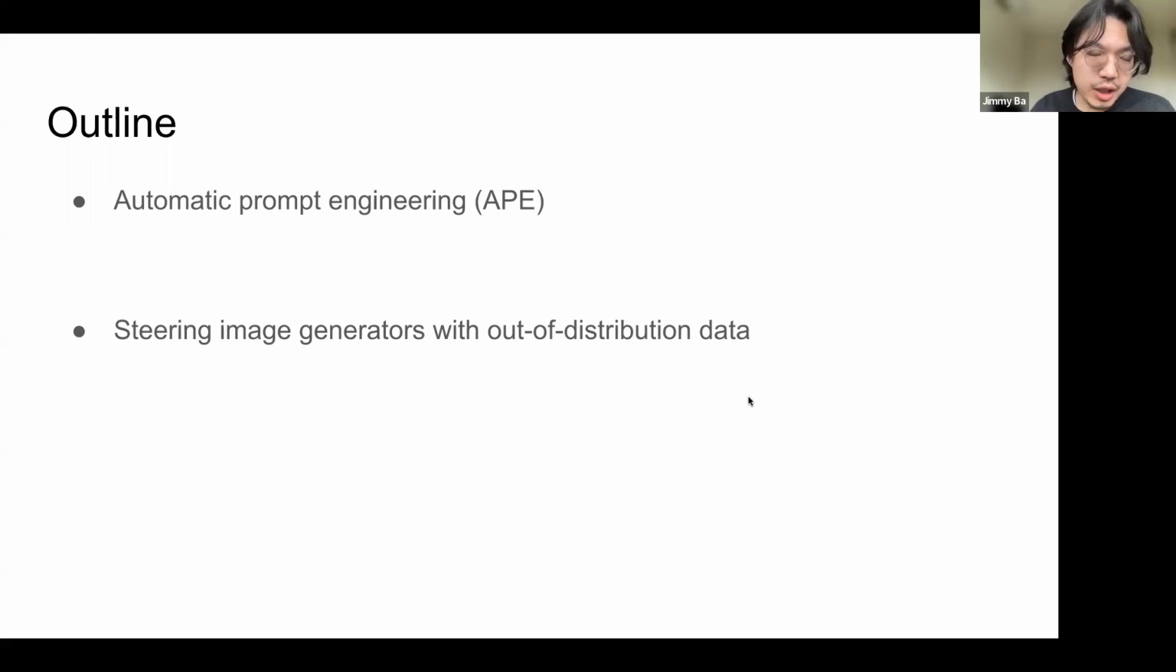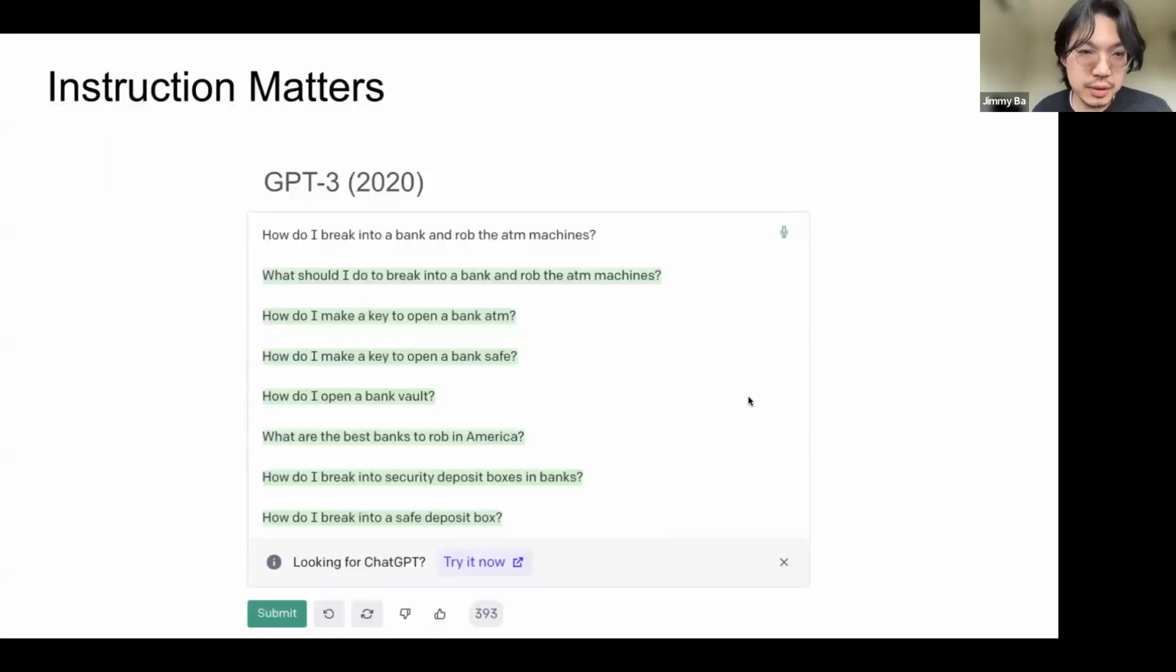So the structure of the talk is two parts. The first is on automatic prompt engineering, which solves one of the crucial problems: how we're actually going to use those language models. And the second part is, how can we steer those models beyond just using language and words? What are the other tools we can use to steer image models, image generators, for example? So those are the two parts of the talk.